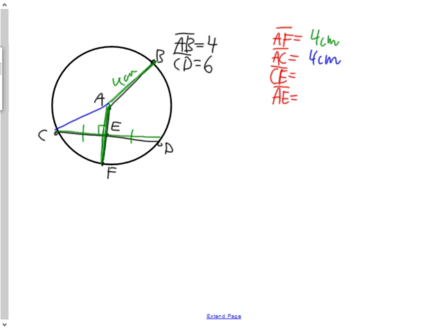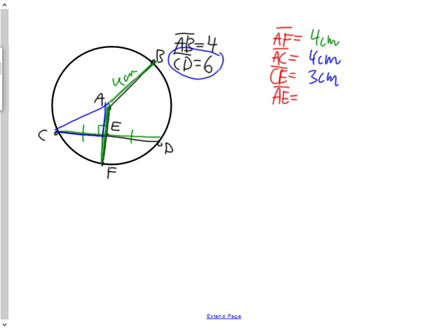That's just identifying radiuses of a circle, which would be a grade 7 question. Now CE is this distance right here, and since CD was 6, and the perpendicular bisector cut it in half, then CE would be half of that 6, which would make it 3 centimeters. And the last question says, how long is AE?